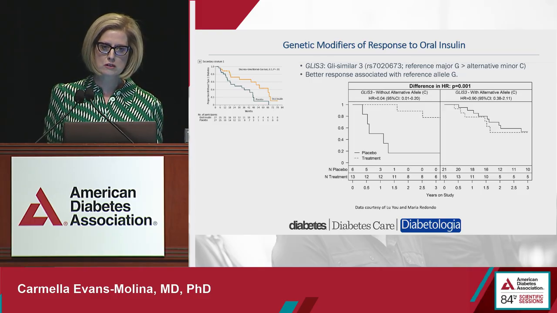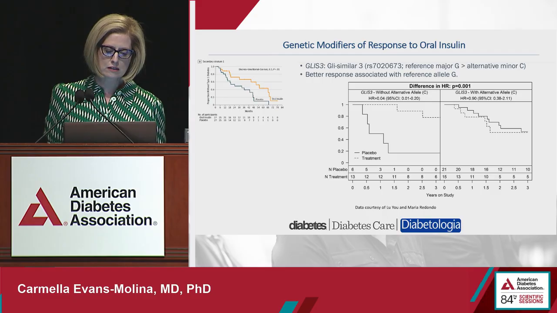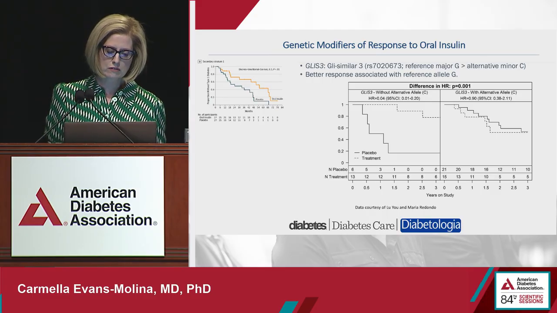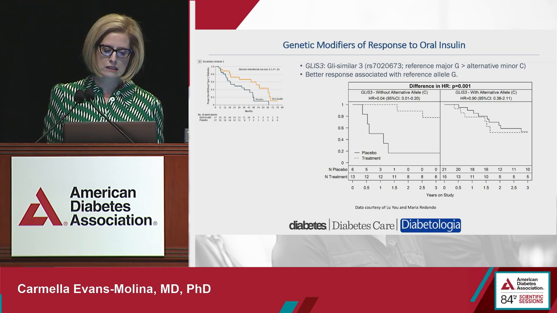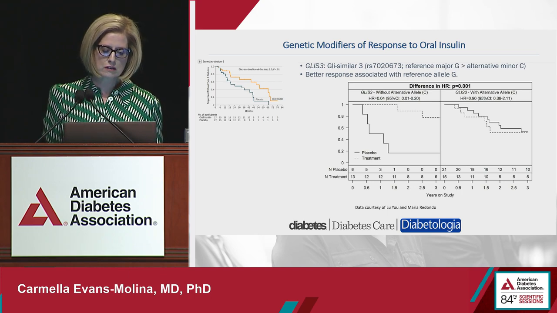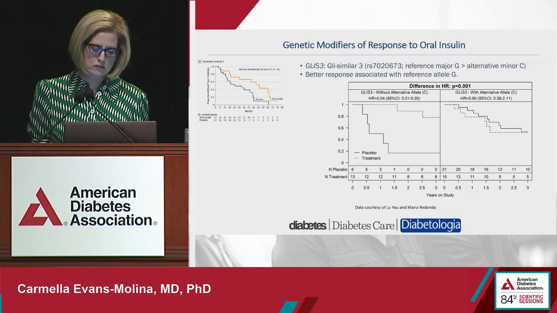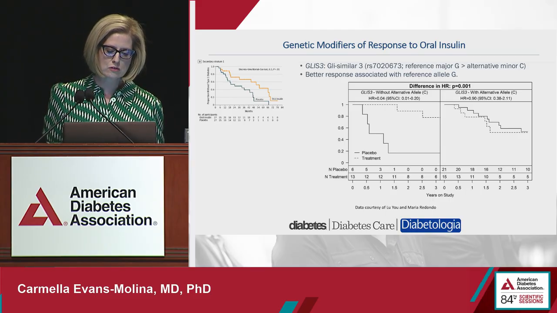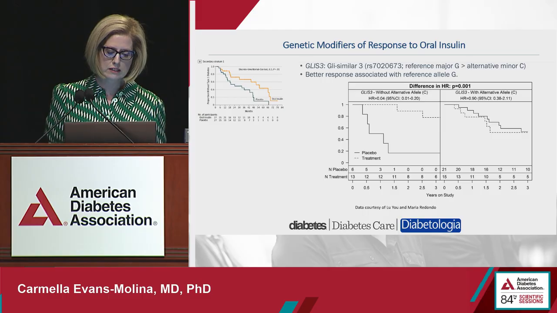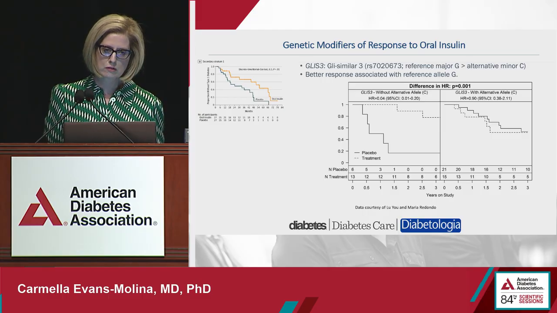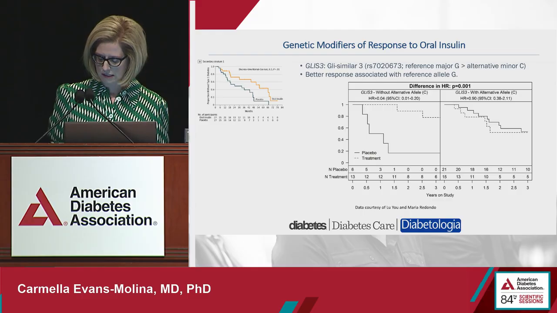in GLIS3, which is an important gene in the beta cell, variants in the gene have an effect on risk of type 1 and type 2 diabetes, and GLIS3 mutations have been associated with neonatal diabetes too. So the observation from this analysis is that those without those disease-promoting variants are the ones that really drove the response in that secondary stratum in the oral insulin trial.